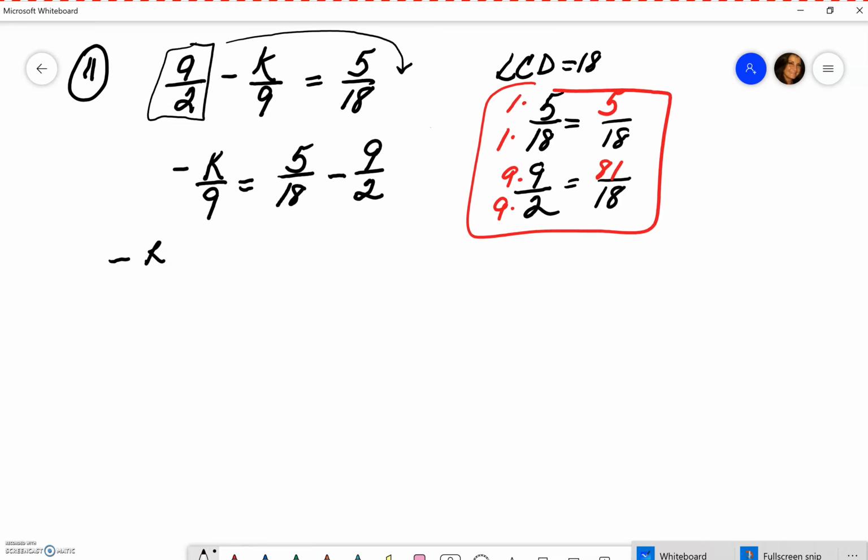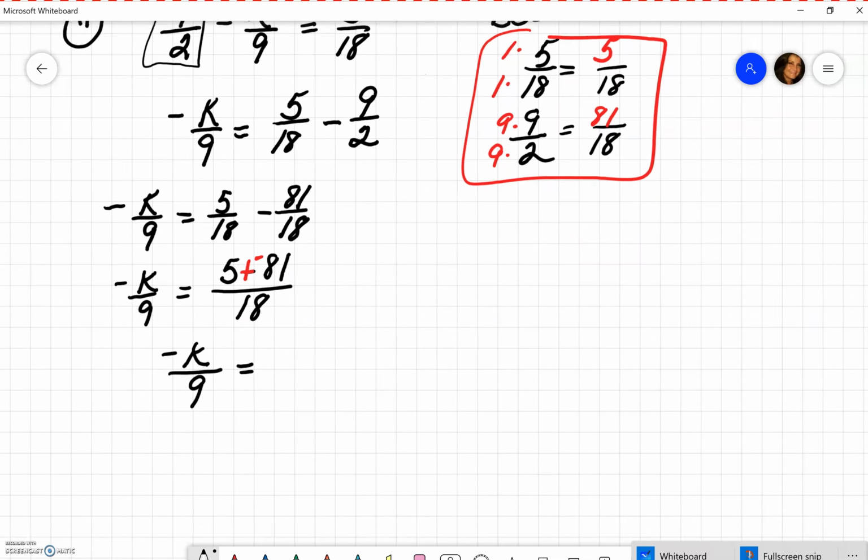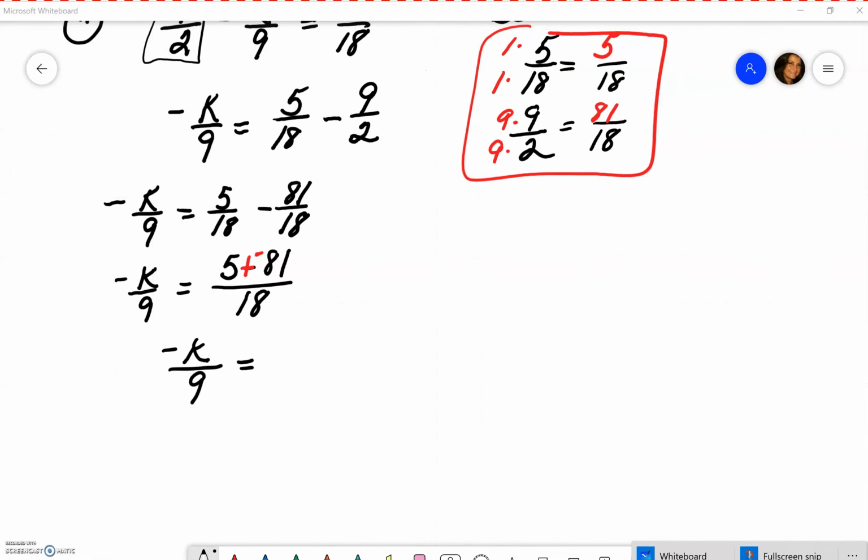So negative k over 9 is equal to 5 over 18 subtracted by 81 over 18. Rewrite that as one fraction, which is 5 minus 81 over 18. Apply the integer rules: change that to a plus, make that the opposite sign. So now we have a negative k over 9 on this side, not doing anything on the left side yet. Over here on the right, we subtract it out and take the sign of the larger number. We end up with negative 76 over 18.